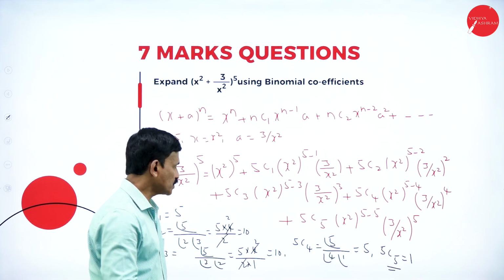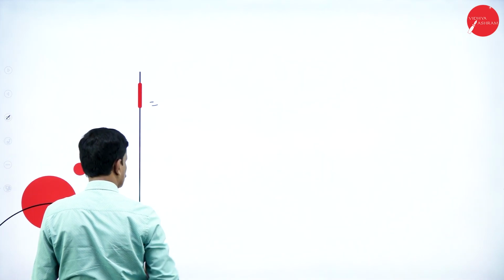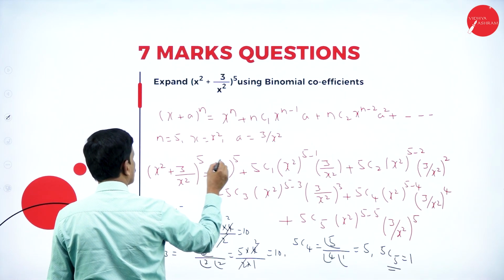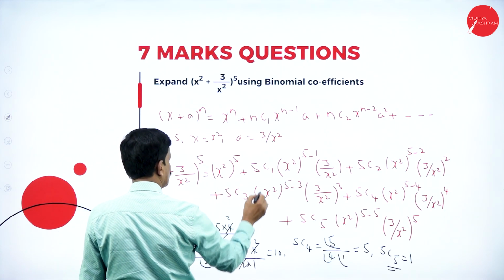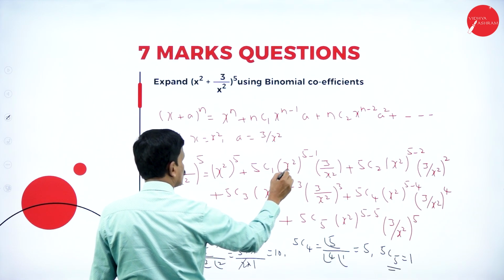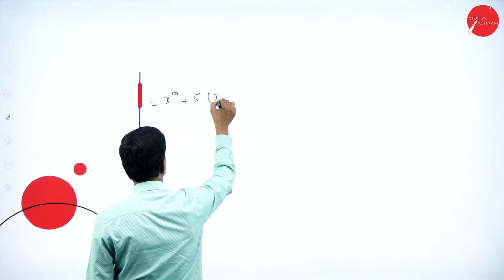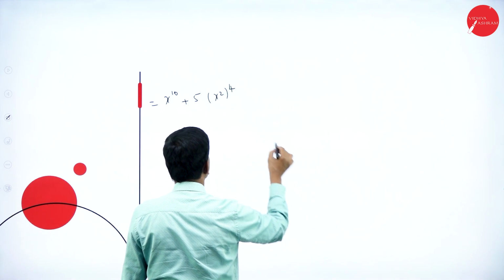Okay. Now substitute here. So therefore this equation can be written as this is equal to x square whole raised to 5 is x to the power of 10 plus 5C1. What is 5C1? It is 5 into x square whole raised to 5 minus 1 is 4, into 3 by x square.